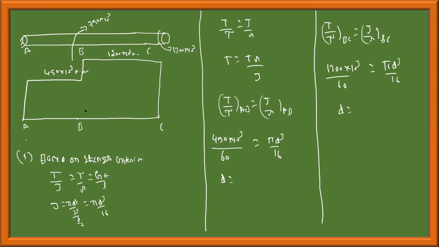We are designing the shaft. We consider torque as 450 Newton meter and 1200 Newton meter. Okay, we should design it. Whichever the maximum diameter we get, we should use it.